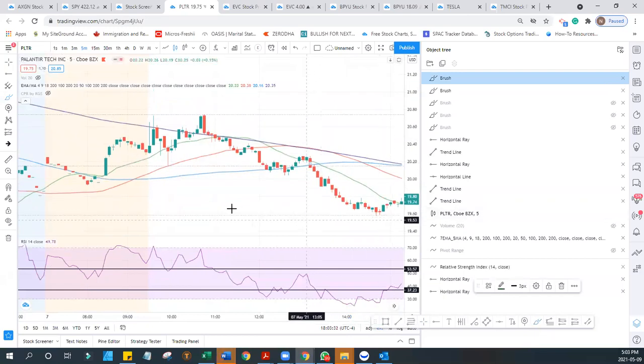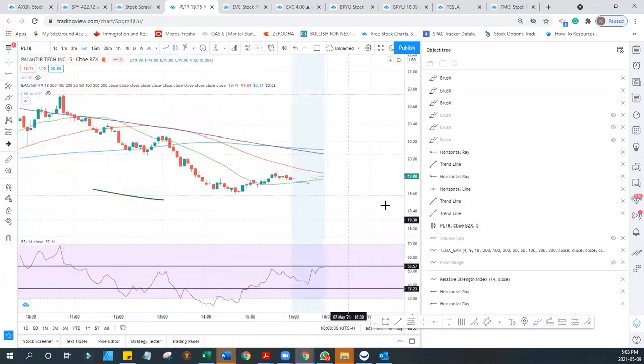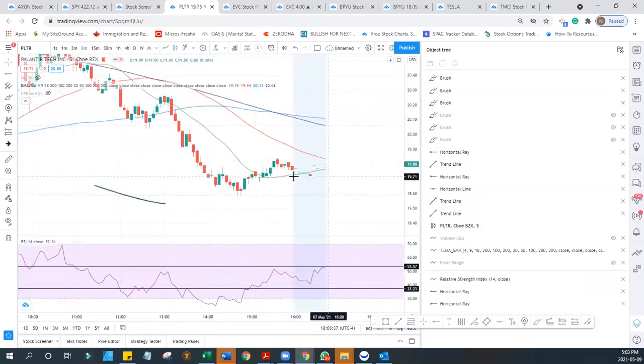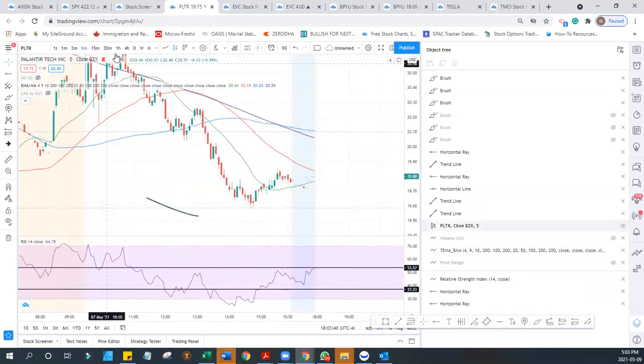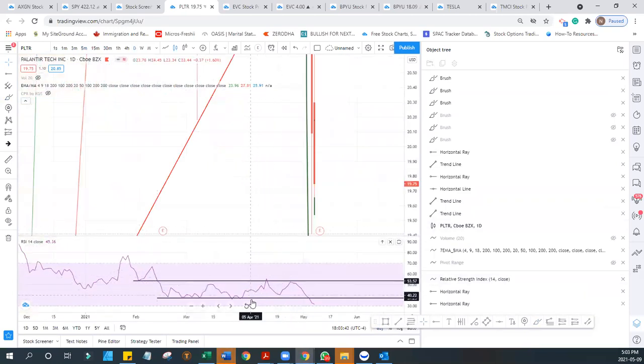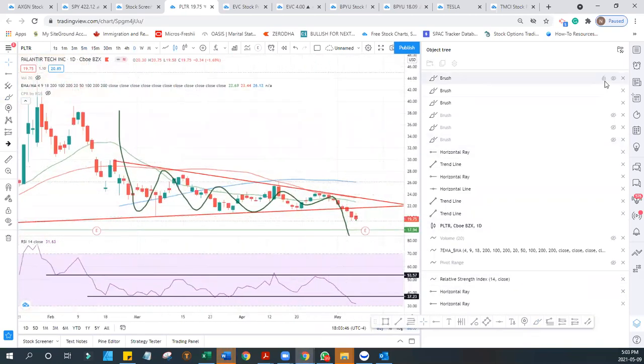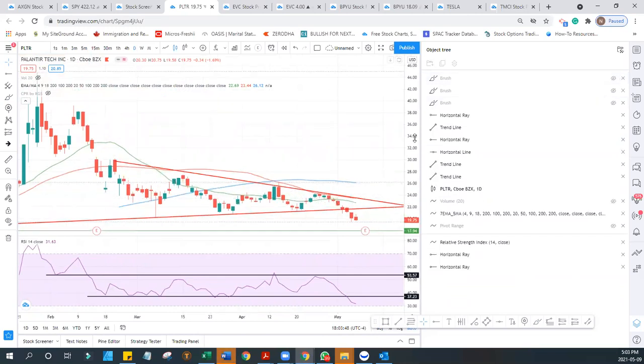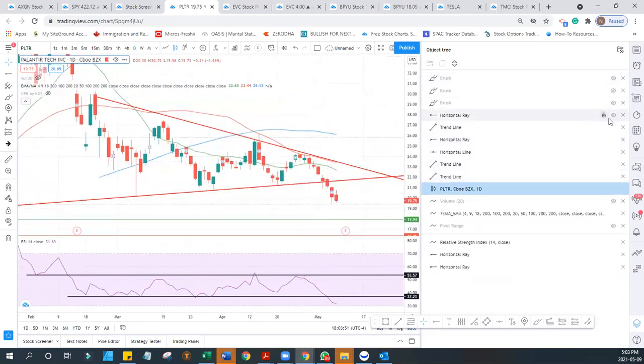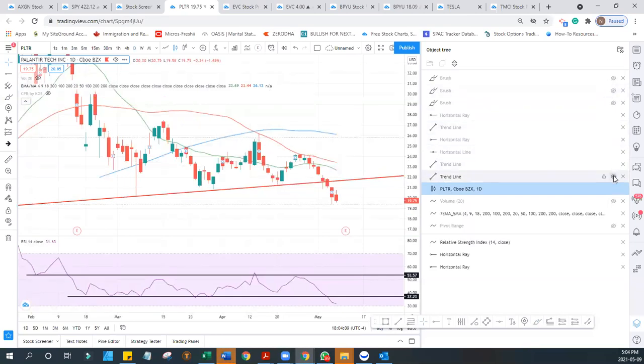Okay, so now you tell me where it's gonna find the strength. Sorry, this is 5 minutes. Now, there is no way for it. There is no reason for it to come up, right? Because if you see the trend lines and everything, it is below the 20, below the 50, even below the 100. So where is the strength? There is no strength in this stock.